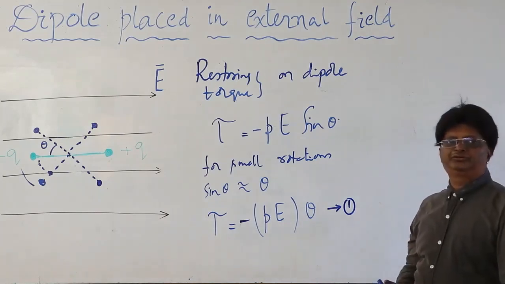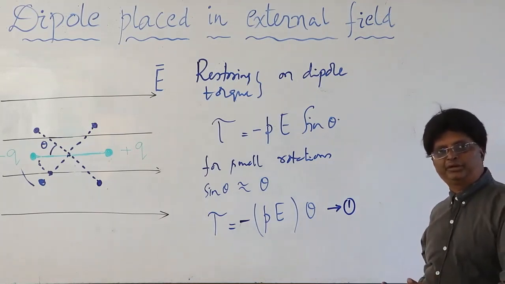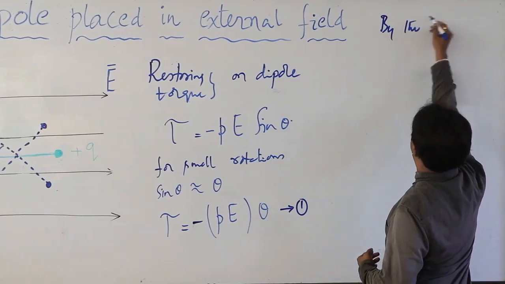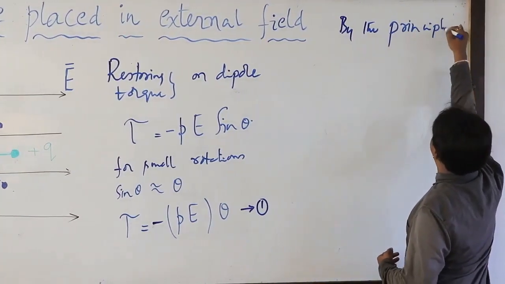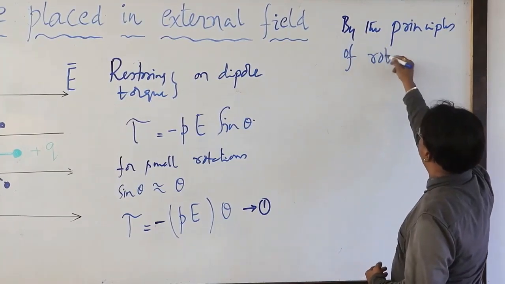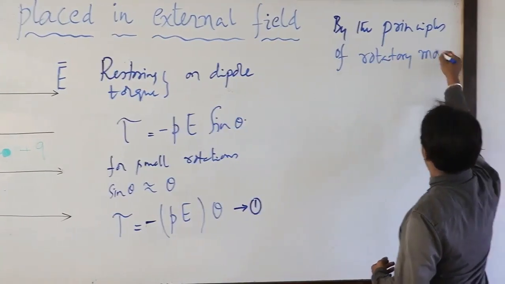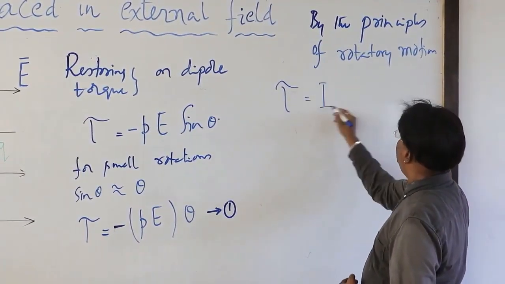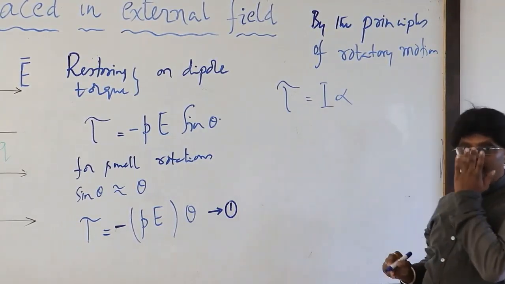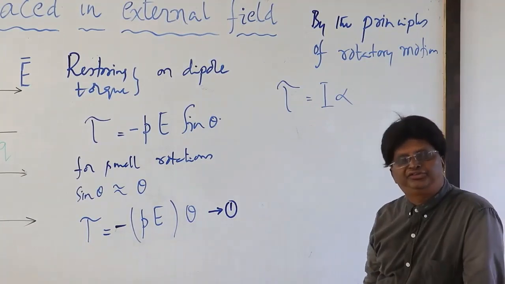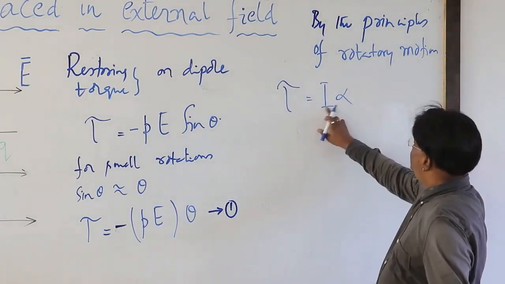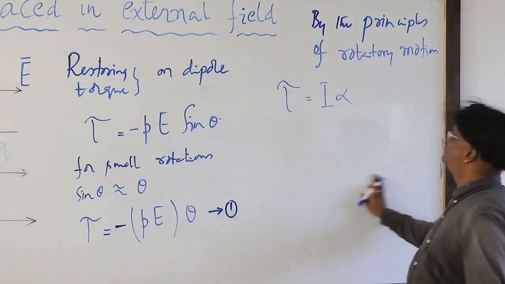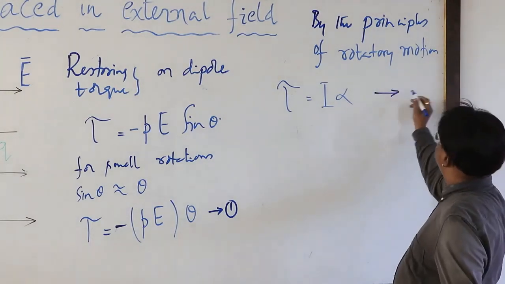And one more definition of torque, by using the fundamentals of rotatory motion. Now I am writing by the principles of rotatory motion. Yes, you remember how we defined torque? Torque tau is equal to I times alpha was our definition. This I is the moment of inertia, the rotational inertia, times alpha, the angular acceleration. So tau is equal to I alpha. Now I call this equation 2.